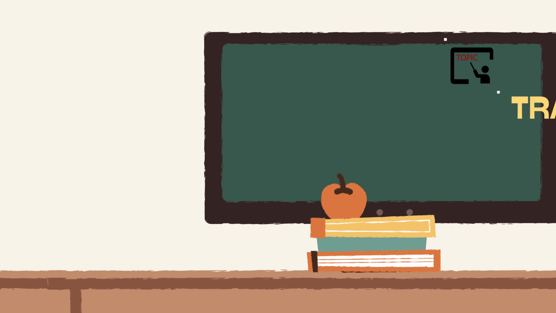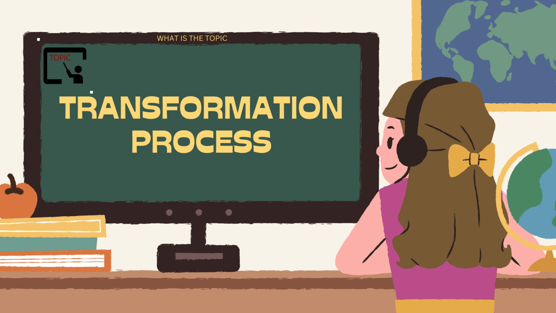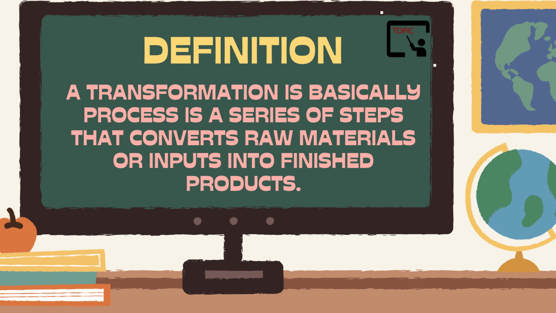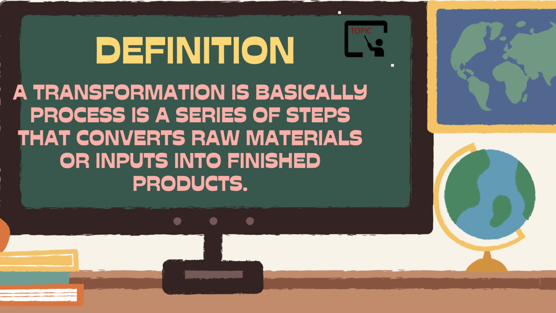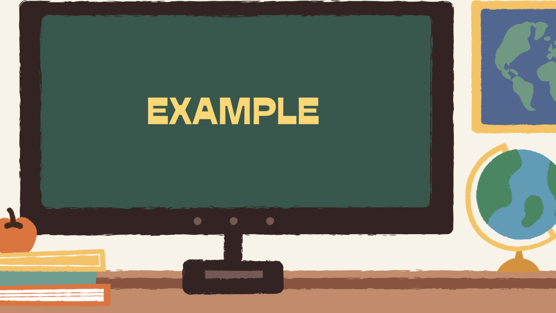What is the topic? Today, we are going to talk about the transformation process by using a simple example. A transformation is basically a process, a series of steps that converts raw materials or inputs into finished products. Let's understand it with an example.